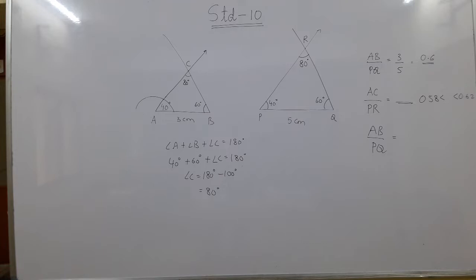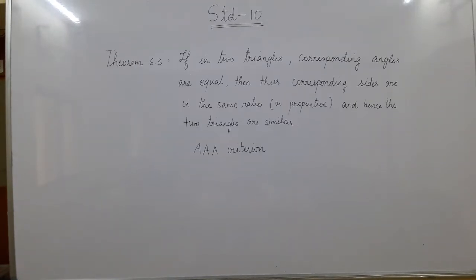Theorem 6.3 states what? Let us see. Theorem 6.3 states, if in two triangles corresponding angles are equal, then their corresponding sides are in the same ratio, or you can say proportion, and hence the two triangles are similar, because that is the condition of similarity. The angles should be equal and the sides should be in proportion. So 6 conditions are there. The angles should be equal and the corresponding sides should be in the same proportion.